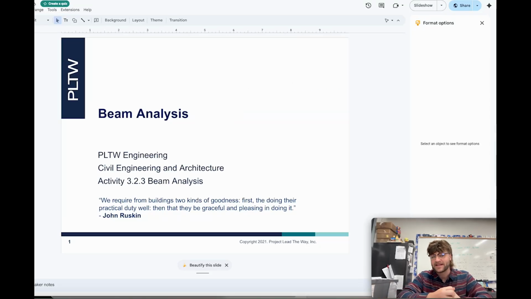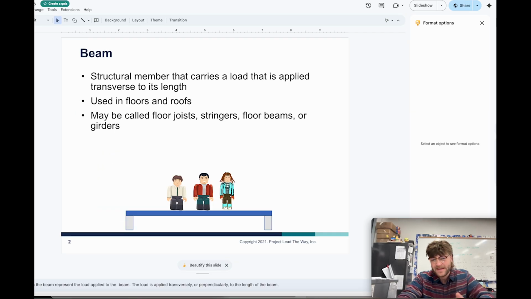Today we're going to be going through activity 323, which is beam analysis. And so, in terms of a beam, what is it? It is a structural member that carries a load that is applied transverse to its length. It is used in floors and roofs, and it also may be called floor joists, stringers, floor beams, or also girders. So you can see we've got the beam down here.